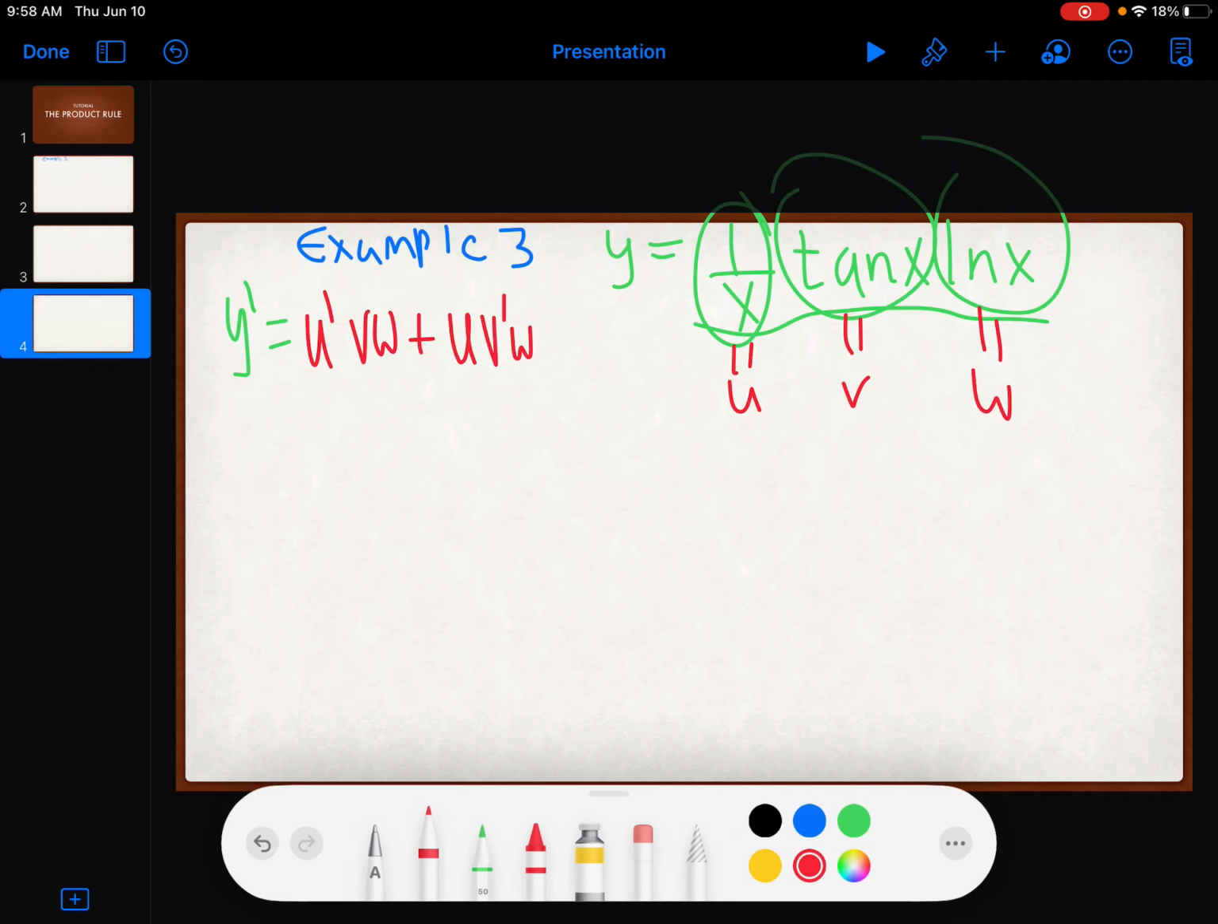And now we multiply it by u and w. Now the last function left is just w on its own. So we got u, v, and we got w prime.